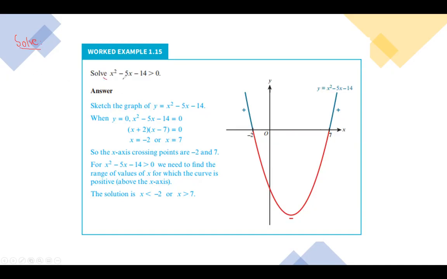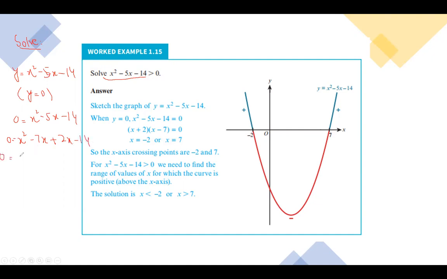So putting this equation, y equals x square minus 5x minus 14. First put y equals 0. So 0 equals x square minus 5x minus 14. So by middle term breaking, now it must be x square minus 7x plus 2x minus 14.